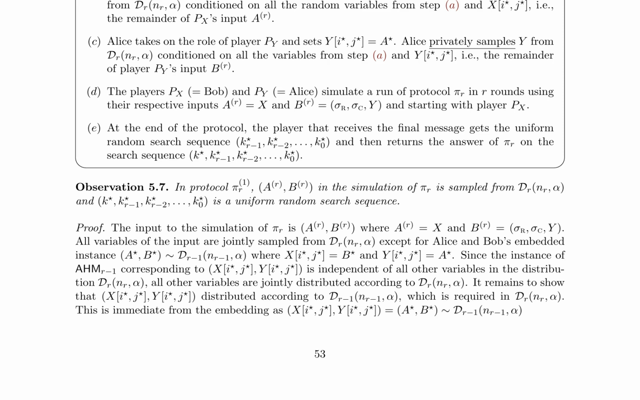In step D, the players P_X, equal to Bob, and P_Y, equal to Alice, simulate a run of protocol Π_r in n_r rounds using their respective inputs A_r equals x and B_r equals σ_r, σ_c, y, starting with player P_X. In step E, at the end of the protocol, the player that receives the final message gets the uniform random search sequence.